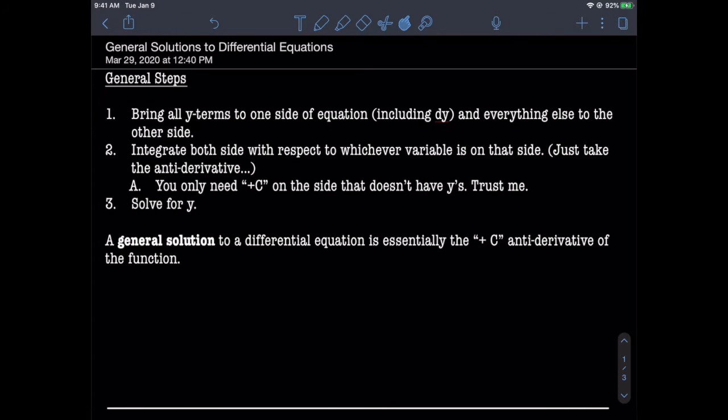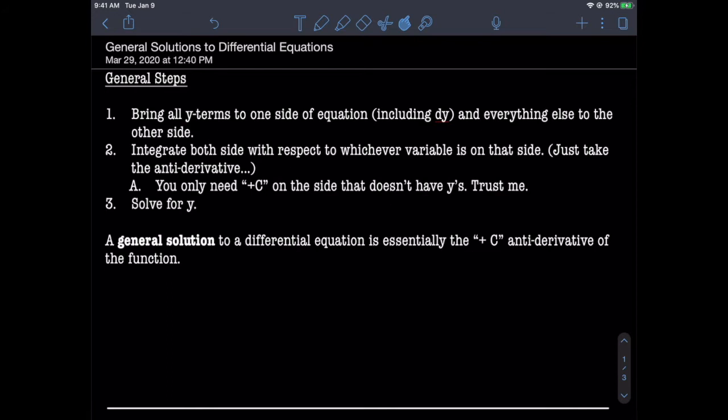The first step is always to bring all of your y terms to one side. That includes dy. And you can put everything else on the other side of the equals. They get along pretty well. Step 2 is to integrate both sides with respect to whichever variable is on that side. Essentially, all you're doing here is taking the antiderivative, and you know how to do that so well by now.